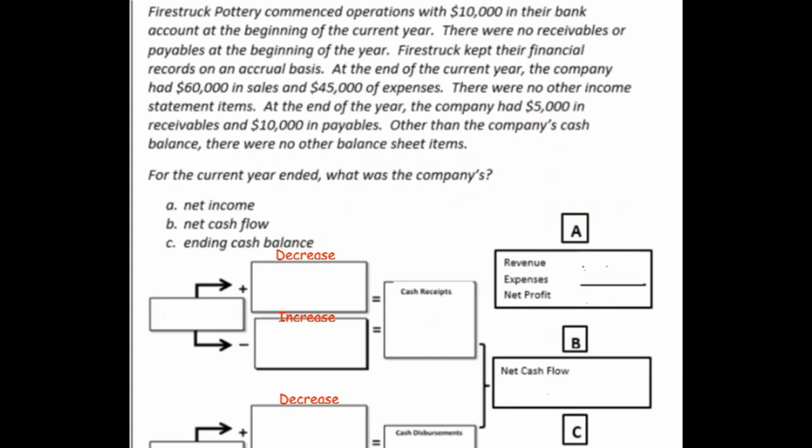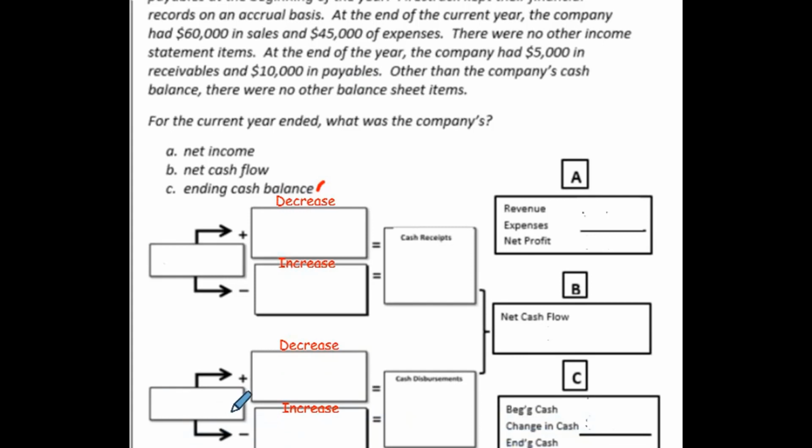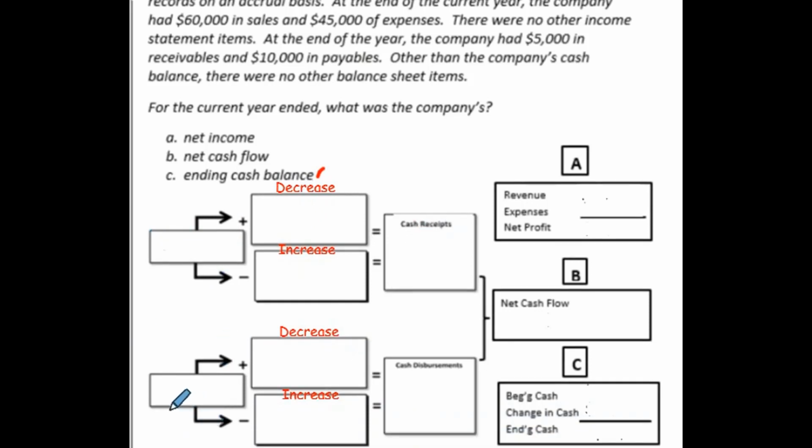We're going to talk about a problem. Number one, we're asked for the current year ended: what is the company's net income, what is the company's net cash flow, and what is the company's ending balance. We're also given our formulas. We have our sales formula on the top, decrease and increase with net cash receipts. Then we have our disbursements formula on the bottom, decrease and increase with cash disbursements. And again, you'll see these formulas are exactly the same. We just have to substitute sales versus expenses and receivables versus payables.